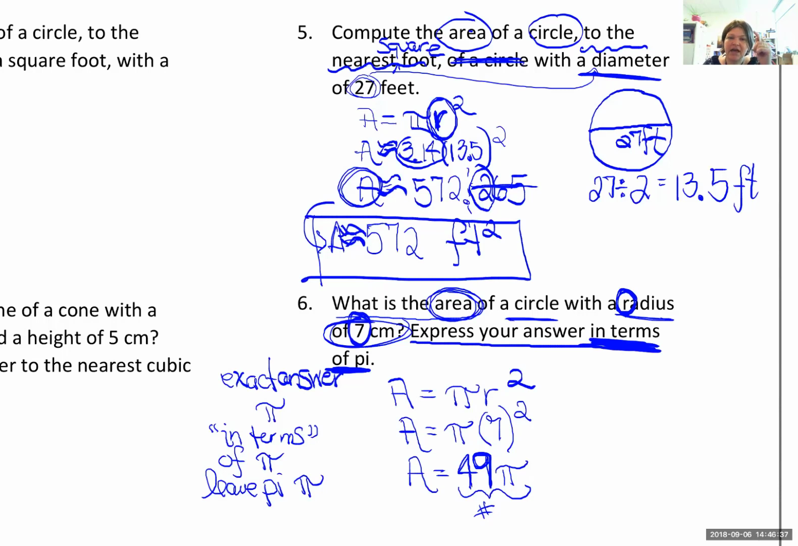Now, don't mix that up. Pi is not the unit. Pi is part of the answer. I still need my unit. This is an area problem, and so my unit would be square centimeters, because this was centimeters and area is always squared. Okay, so the final answer here is just 49 pi square centimeters. Students hate it. Mathematicians love it because it's exact and it's less work.